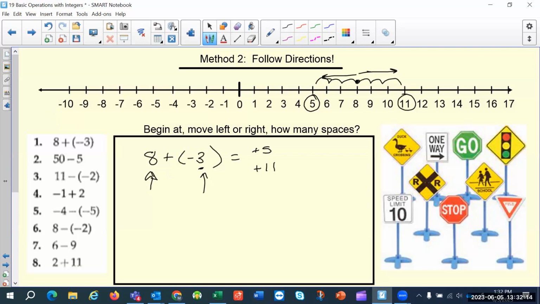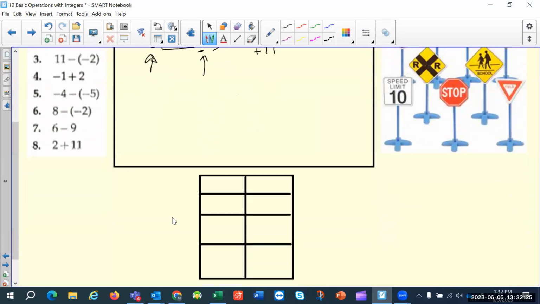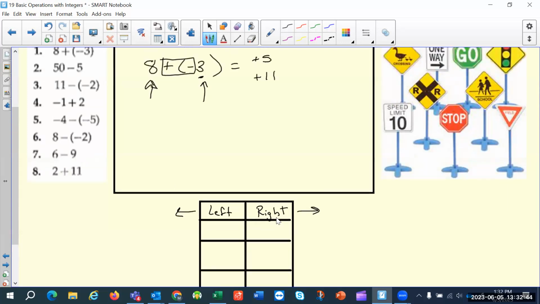So the real question comes down to, what do these two signs together in this order tell us? Well, we're going to fill out a chart that's going to help us know which way we're going to go. And again, you're either going to go to the right on the number line, or you're going to go to the left on the number line. And we already know some sign combinations that go different directions.